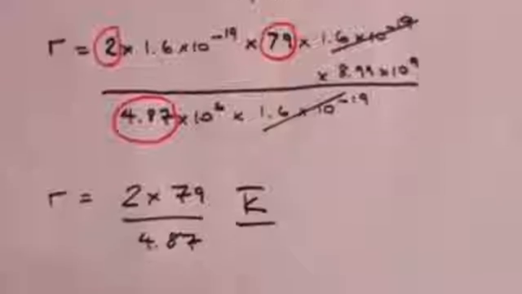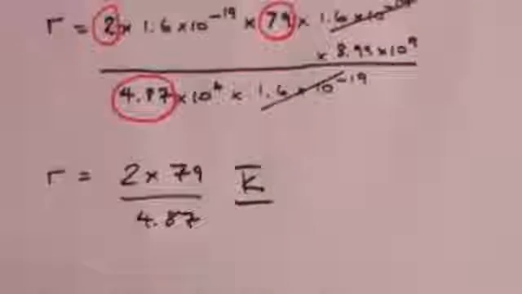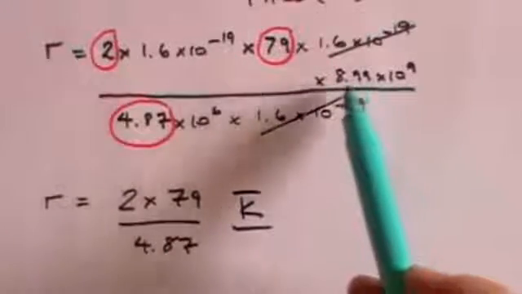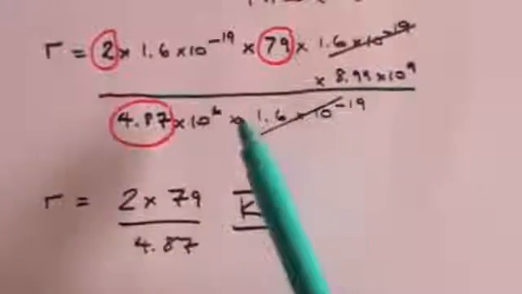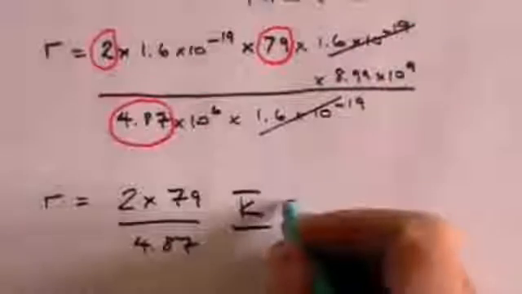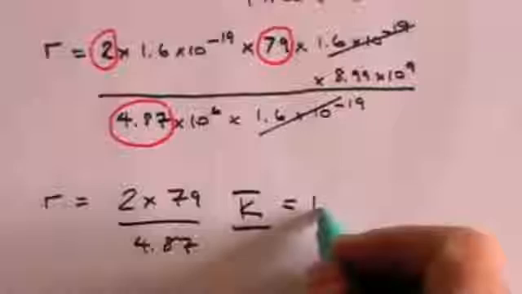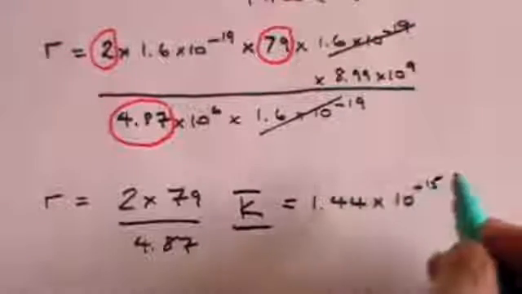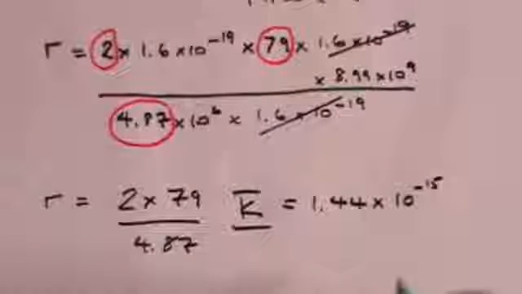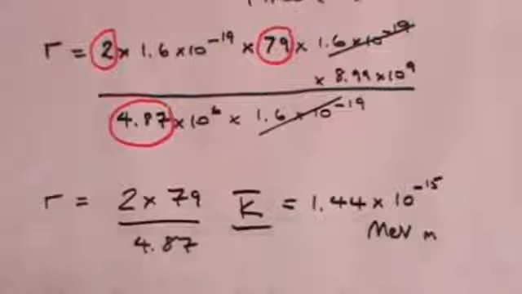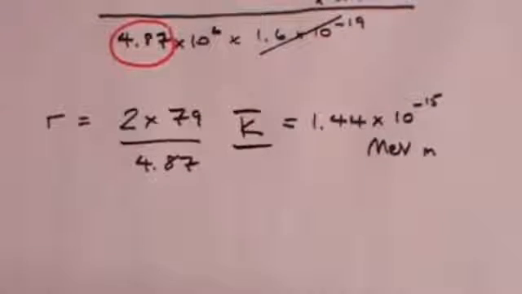And if you work out what that constant is, that is to say, what is 1.6 times 10 to the minus 19 times 8.99 times 10 to the 9 divided by 10 to the 6, you will find that that equals 1.44 times 10 to the minus 15. And the units, should you want them, are of course MeV meters. So now we can do the full calculation.